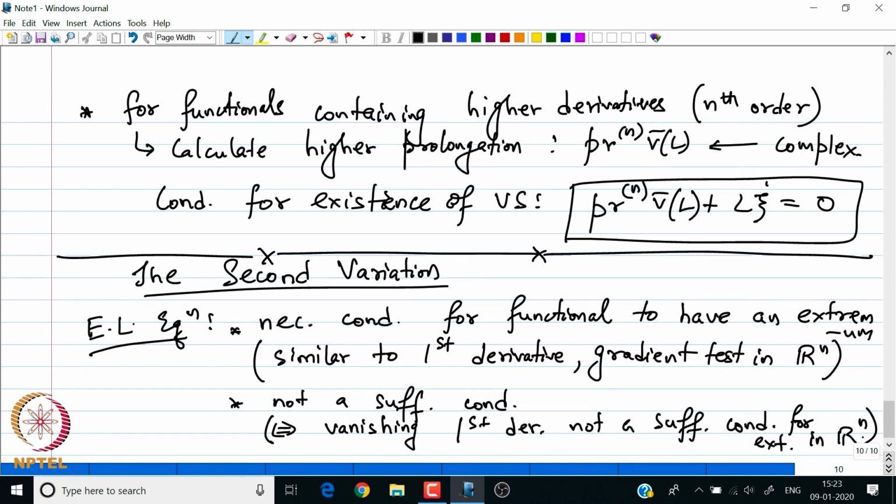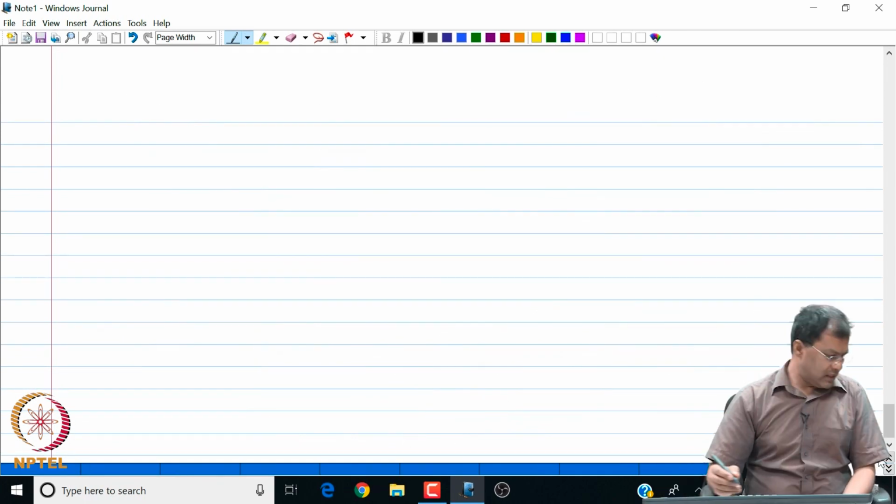Okay. So, then we are going to investigate. The moment the Euler-Lagrange equation does not provide us with a sufficient condition, the natural idea is to look for the higher order terms in our variation of the functional. So, we are going to look at the terms of the order of del square J.